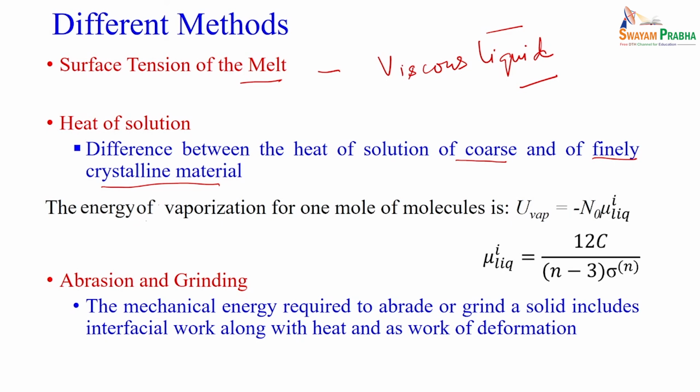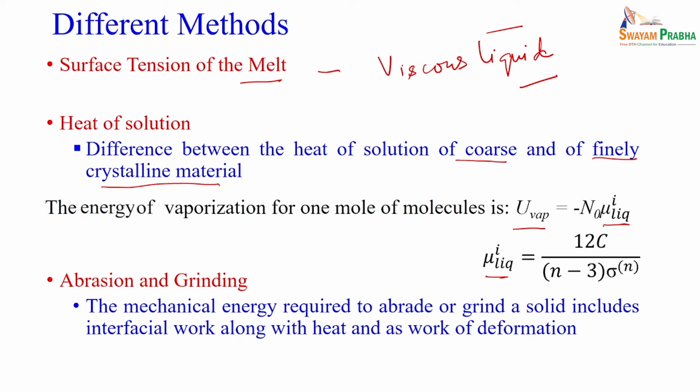As I told, let us say the energy of vaporization or energy of melting, or you can say the latent heat, is directly proportional to the self energy times N naught, where N naught is the Avogadro number, and the self energy is proportional to the pair potential, C times 12 upon n minus 3. So, C is the constant and sigma is the intermolecular distance to the power n.